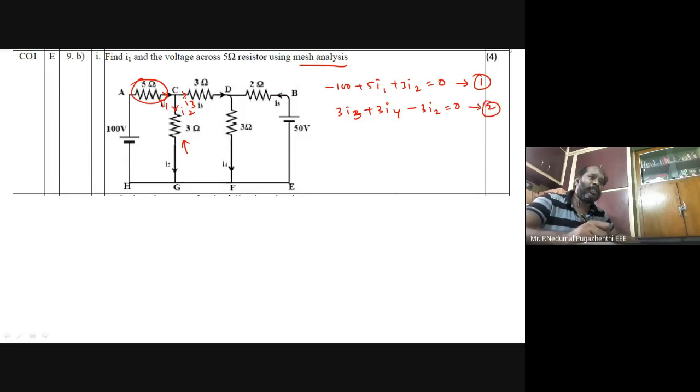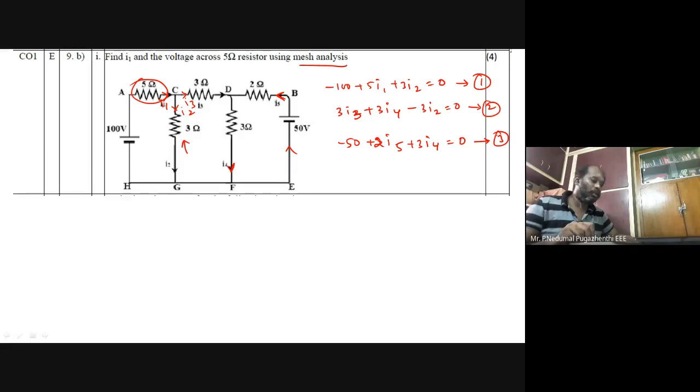Okay, third equation. You can see I5 is in this direction, I4 is in this direction. So current is coming here to negative, so minus 50, plus this one is 2I5 plus 3I4 is equal to 0. This is my third equation.